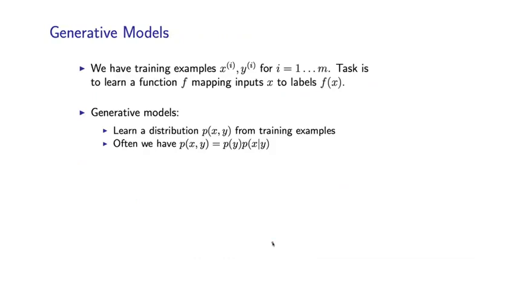So in generative models, we again assume this scenario where we have training data, nothing changes here, and the task is again to learn a function that maps inputs x to labels f of x. And in generative models, we actually do something slightly different from what I showed you before, in that we're going to learn a joint distribution, p(x, y), over inputs x paired with labels y. So remember, on the previous slide we had p(y given x). That's a conditional model.